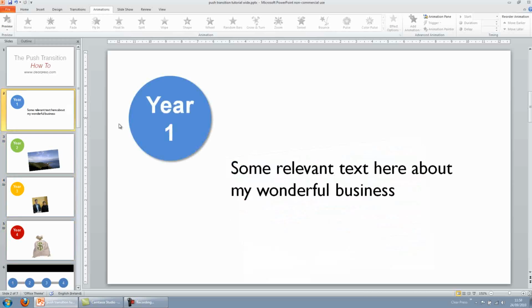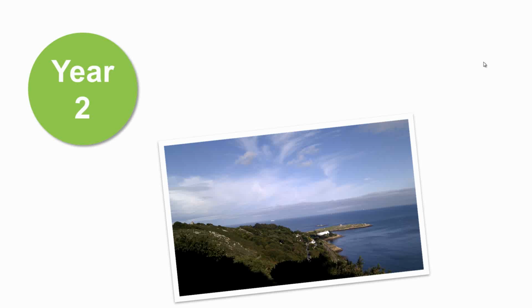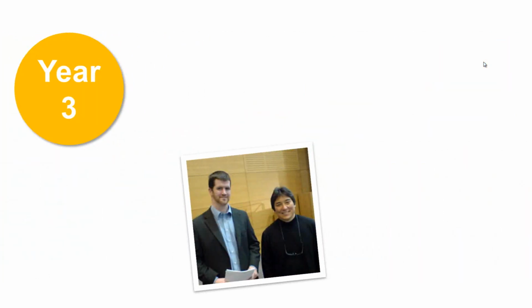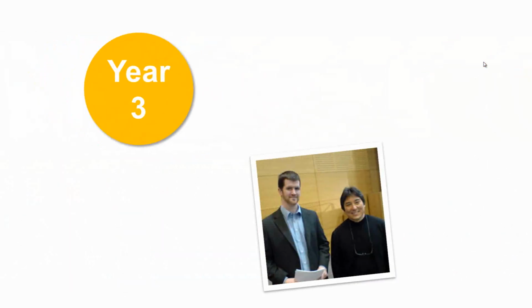So now if we view this again in full screen mode, what we can see is when we click, the next one pushes in from the right, the next year pushes in again, and the final year pushes in one more time. So we effectively have a timeline.